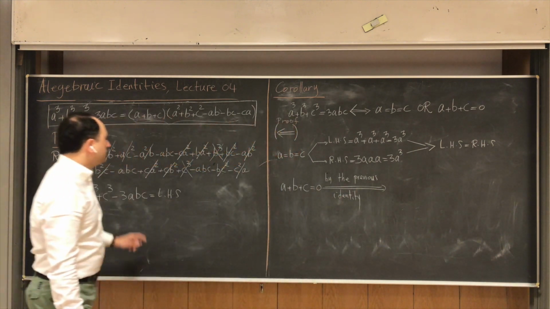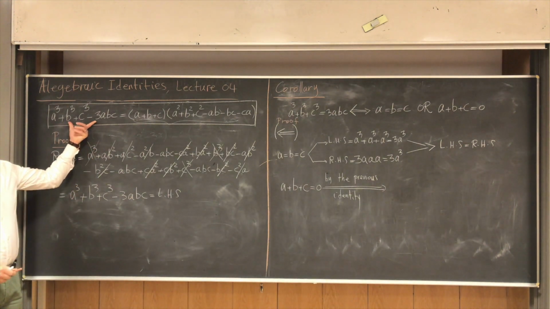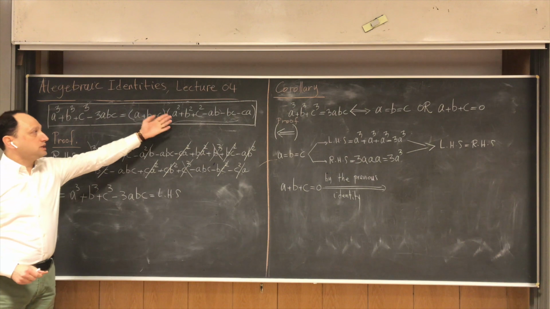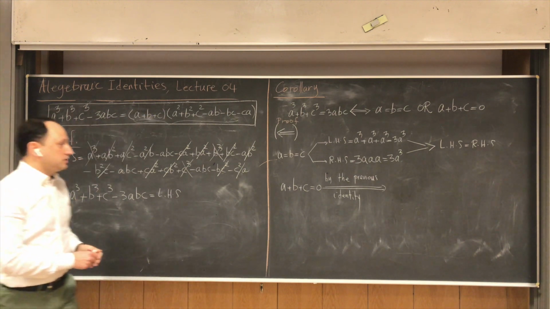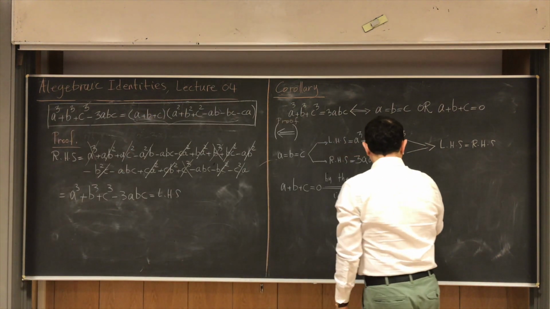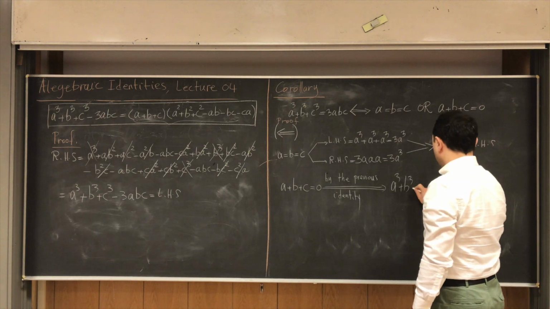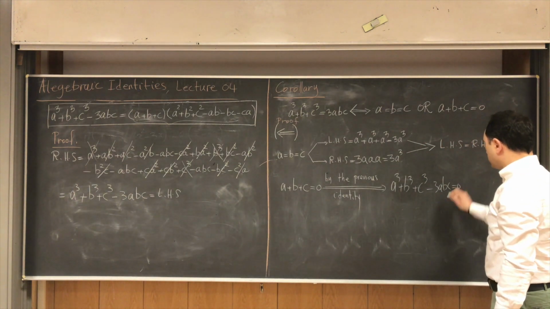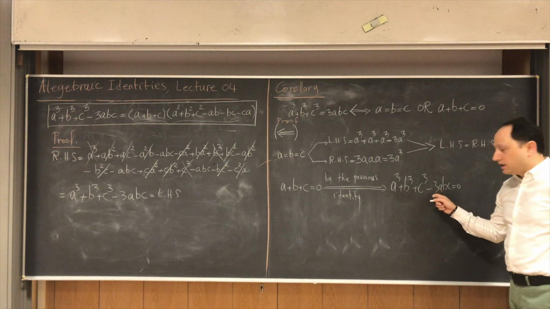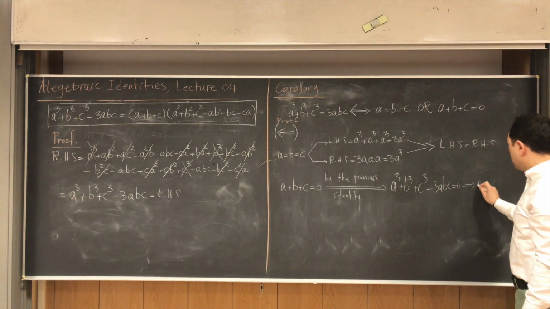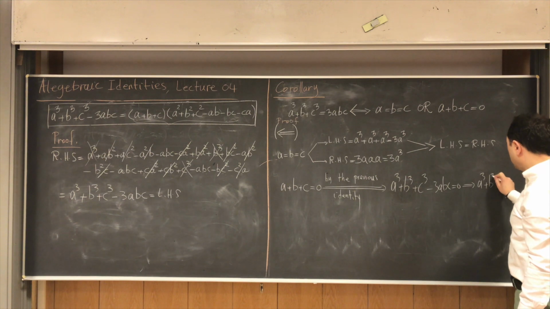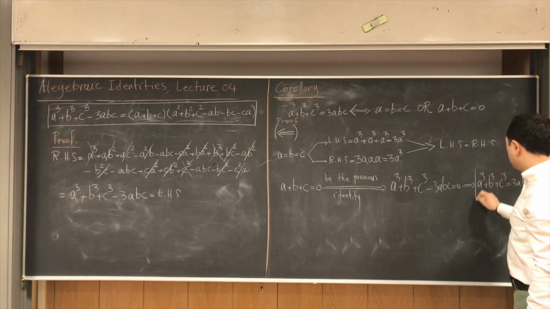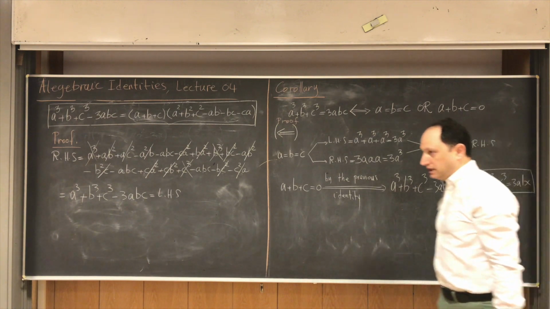you can conclude that this expression is 0, yes? Because A plus B plus C is 0, 0 times anything is 0, so this means that this expression is 0. So then it implies that A to the 3 plus B to the 3 plus C to the 3 minus 3ABC is equal to 0. But then I move this minus 3ABC to the right, it becomes A to the 3 plus B to the 3 plus C to the 3 equals 3ABC. And this is also done. Agree?